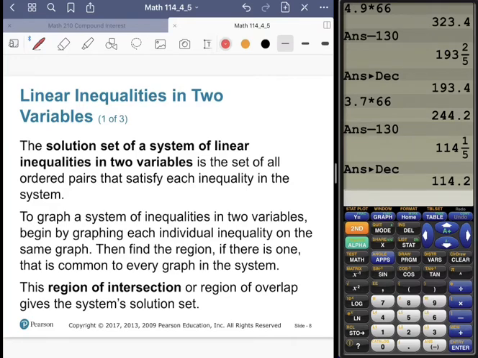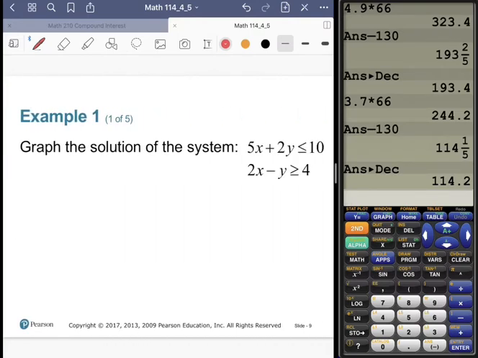If there is one that is common to every graph in the system, this region of intersection, the region of overlap, gives the system solution set. So that's what I said a minute ago. For them to be solutions, they must overlap. So let's start graphing.